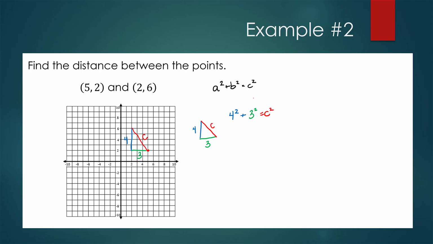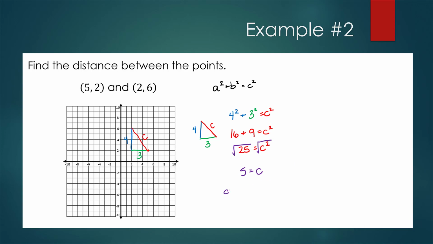Now we just need to simplify and solve. 4 squared is 16, plus 3 squared is 9, equals c squared. 16 plus 9 is 25, and we still have c squared on the right. So to undo that squared, I'm going to square root it. The square root of 25 is 5, and we have c.